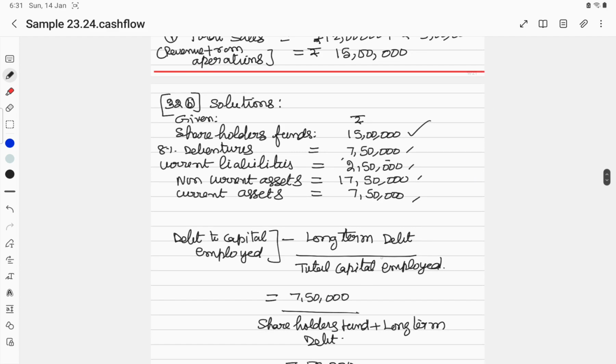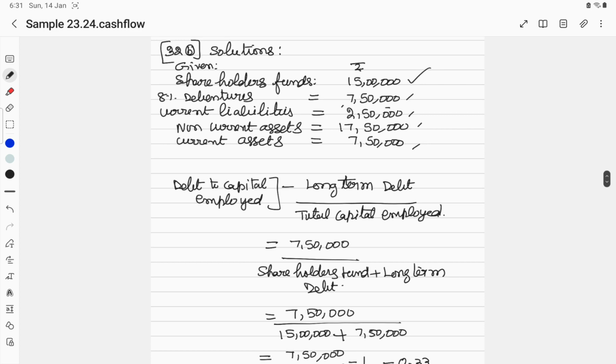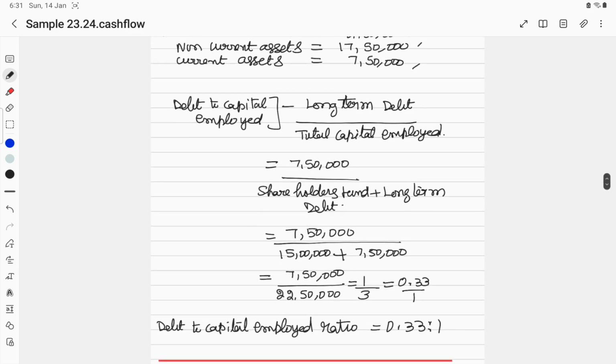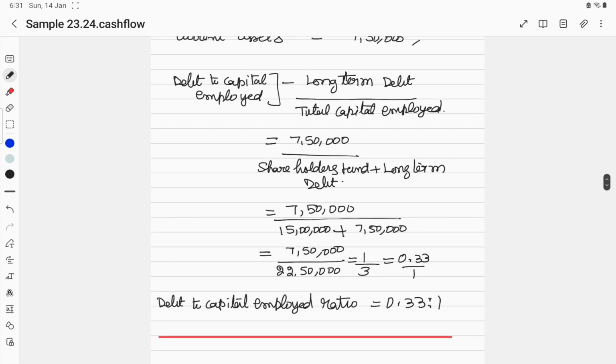Debt to capital employed is equal to long-term debt by total capital employed. Long-term debt is already given, 8% debentures 7 lakh 50,000, and total capital employed is equal to shareholders funds plus long-term debt. Shareholders funds is 15 lakhs, long-term debt is 7 lakh 50,000. Therefore total capital employed is 22 lakhs 50,000. Therefore debt to capital employed is equal to 1 by 3, that is 0.33:1.